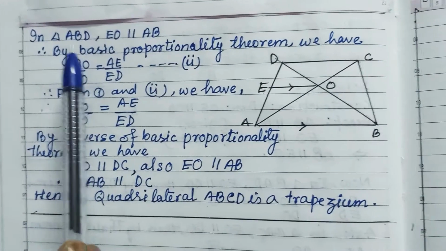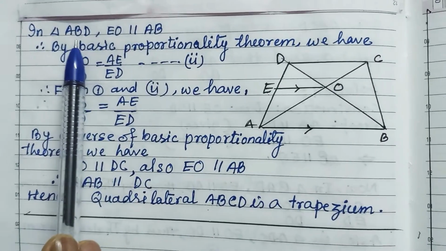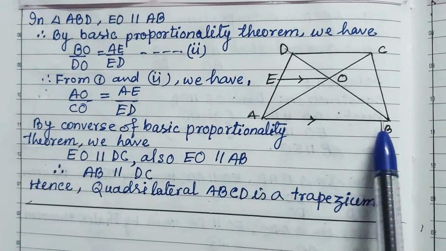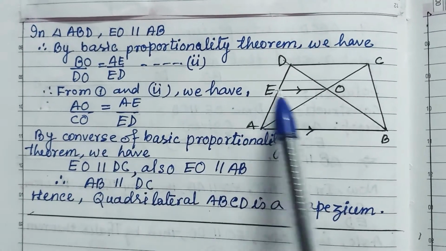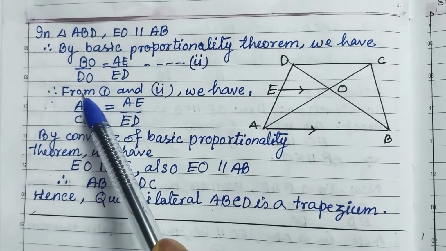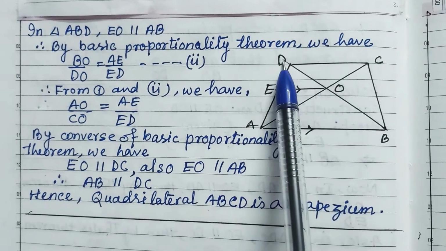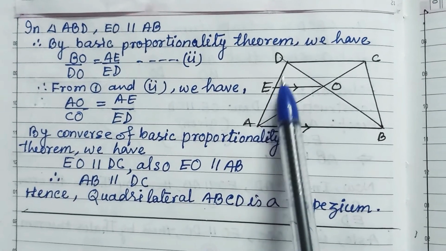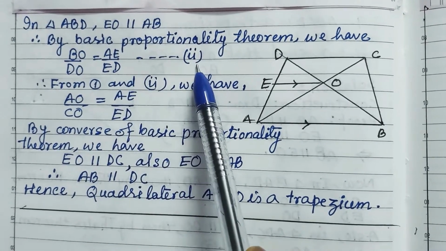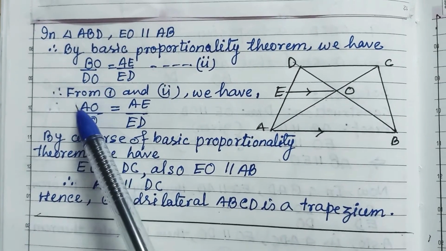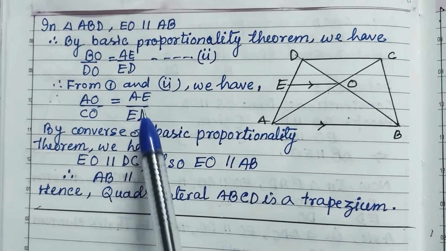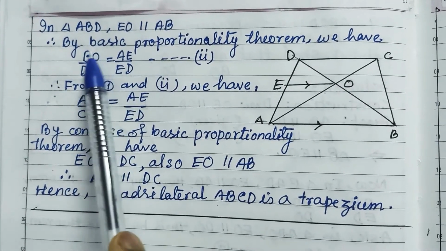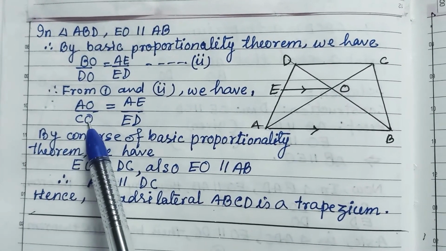Next, in triangle ABD, this triangle, by the Basic Proportionality Theorem we have BO upon DO is equal to AE upon ED. This is the second relation. So by the first and second relation, AO upon CO is equal to AE upon ED. Instead of BO upon DO, we can write AO upon CO.